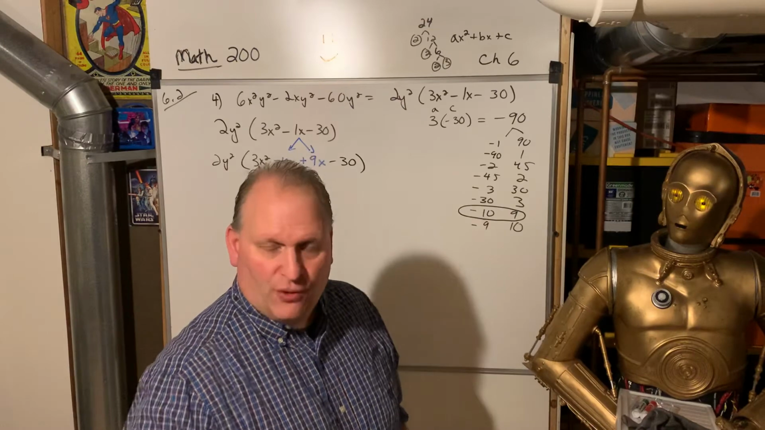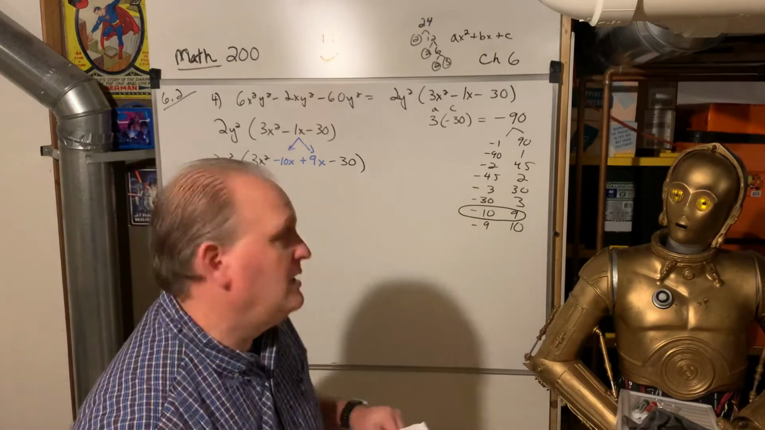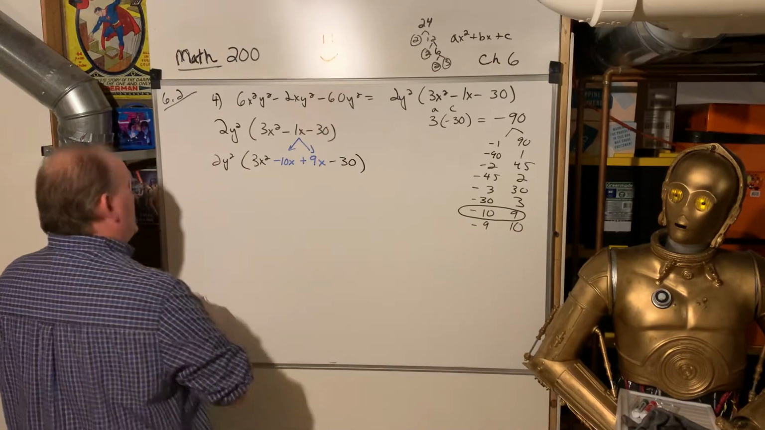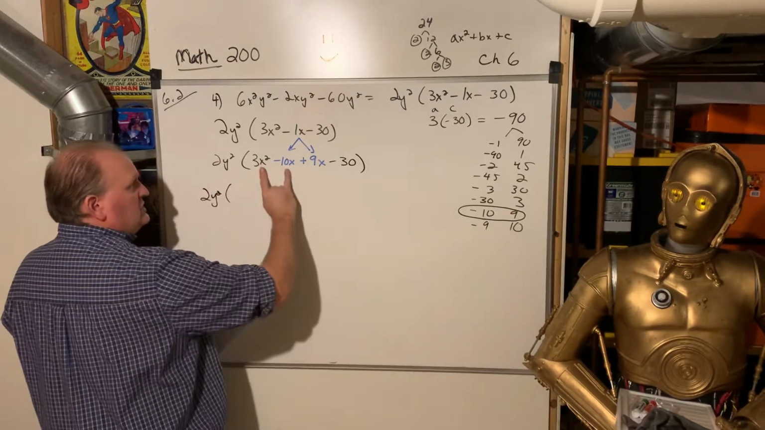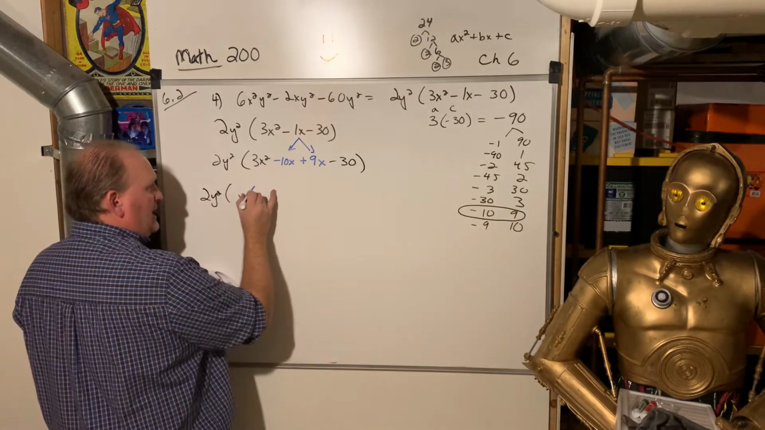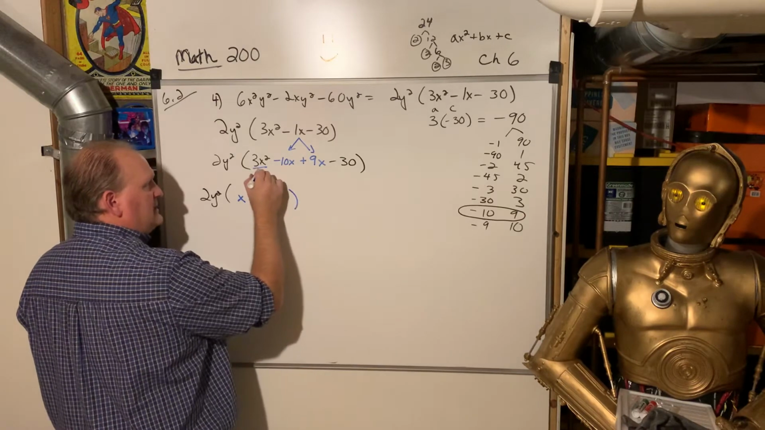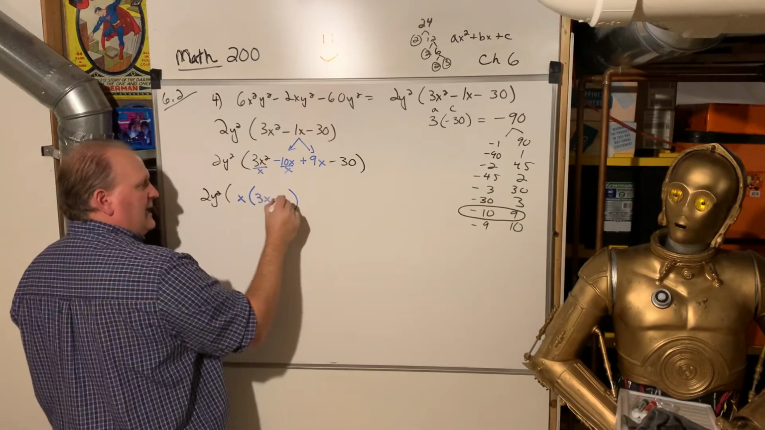So we're going to pull something out of the first two, pull something out of the second two, and then you should be left with the same binomial to pull out. So let's take a look at what that looks like. 2i squared. Out of the first two, I can factor out an x. I factor out an x, do an empty set of parentheses, put an x there and an x there, and we get 3x minus 10.